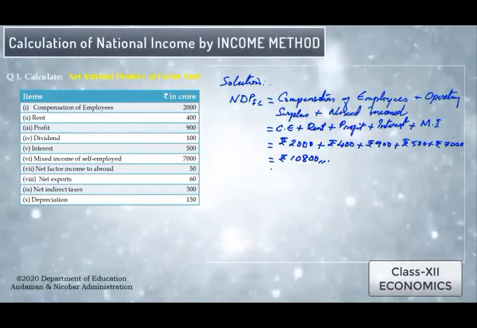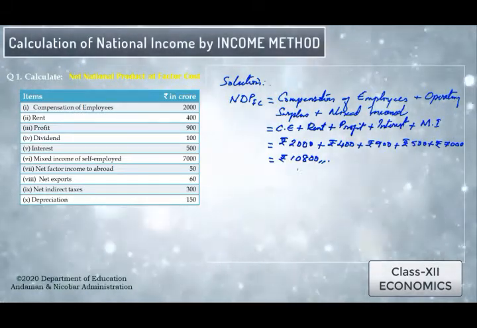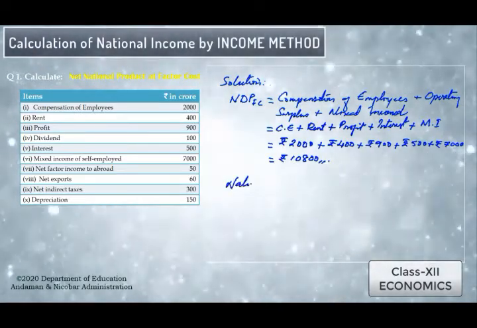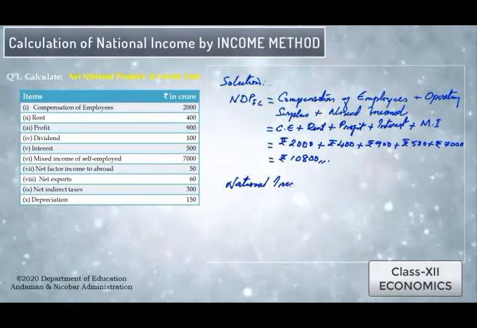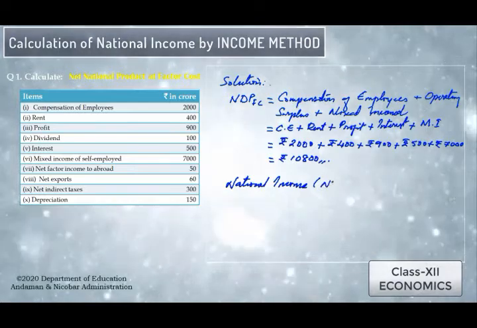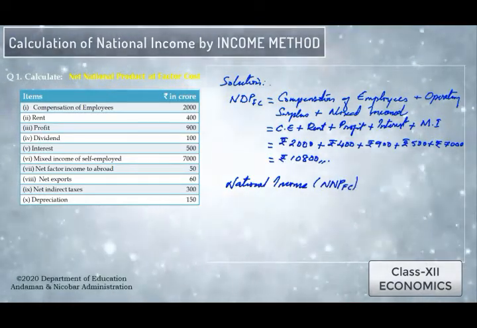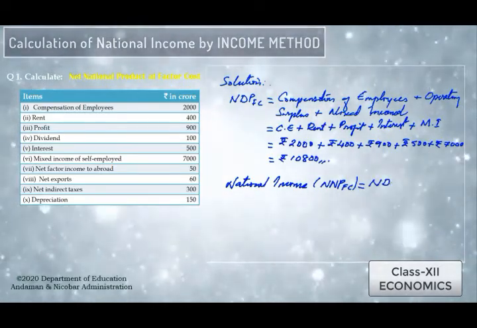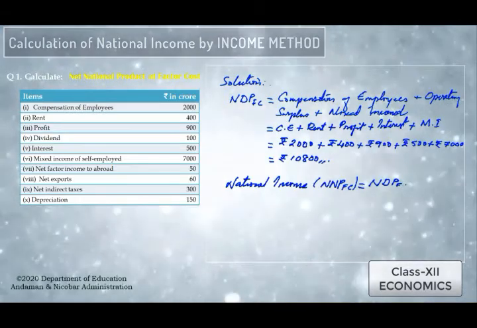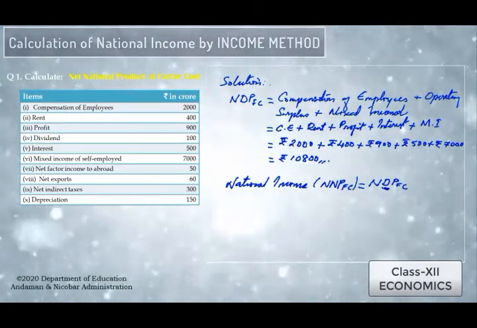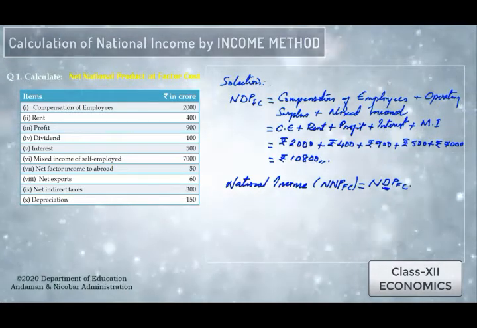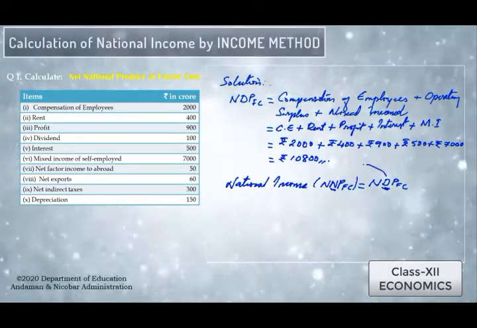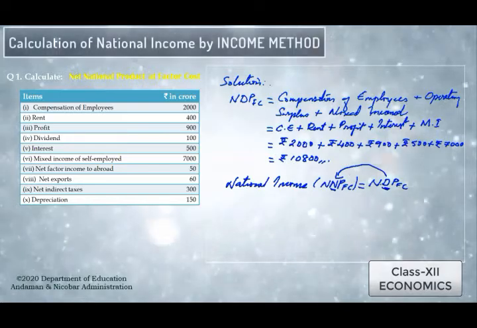But this is not the value of national income. After getting the value of NDP at factor cost, we will very easily get the value of national income. How can the national income be calculated? See, the national income value is NNP at factor cost. We already have the value of NDP at factor cost. The only thing needed is that the value of D, the domestic value, is to be converted into the national value. So D should be converted into N, that is national.